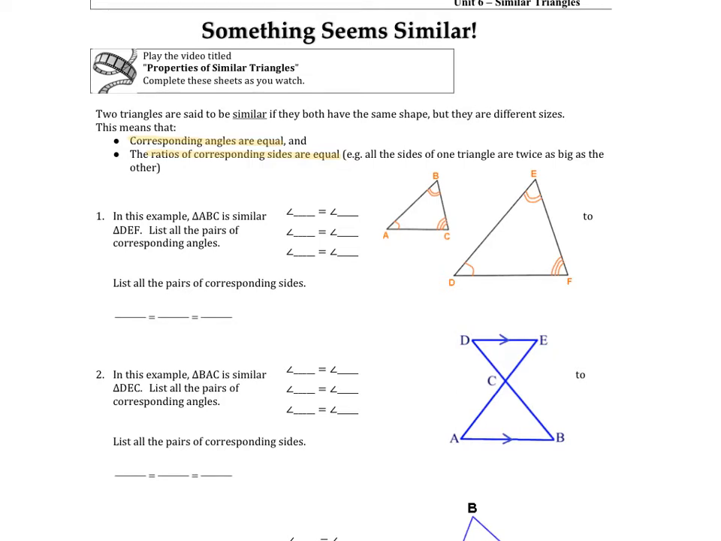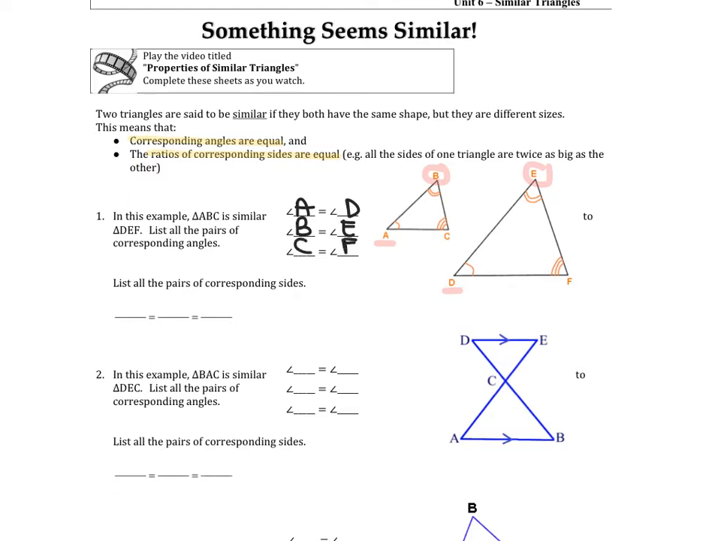If we look at our diagram and we know our angle notation, we can see that angle A and angle D are equal to each other. So angle A is equal to angle D, okay, because they each have that one curved line. If I look at my two tick marks, that would be B and E. And then the last angle is equal, the C and the F.